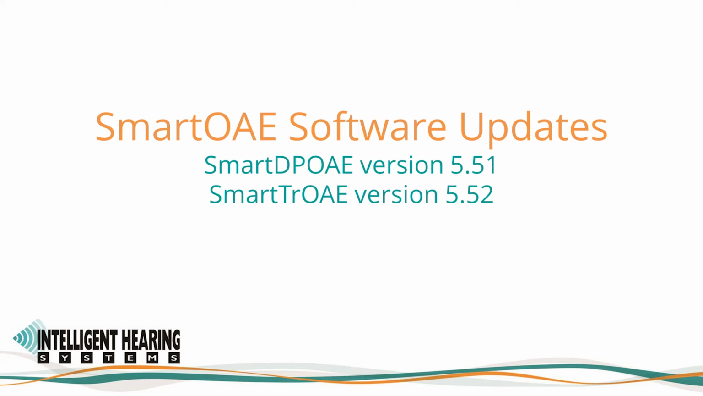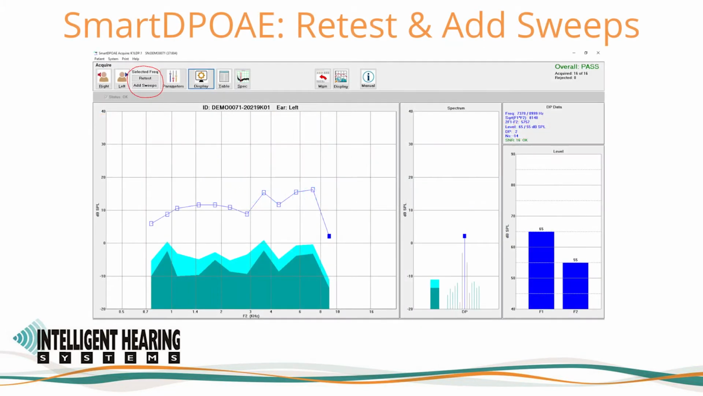This video will give you a brief overview of some new SmartOAE software features implemented in version SmartDPOAE 5.51 and SmartTrOAE 5.52. In the SmartDPOAE program, we have added two options to the acquisition screen: a More Sweeps test button and a Retest button, which activate after a protocol has been completed.